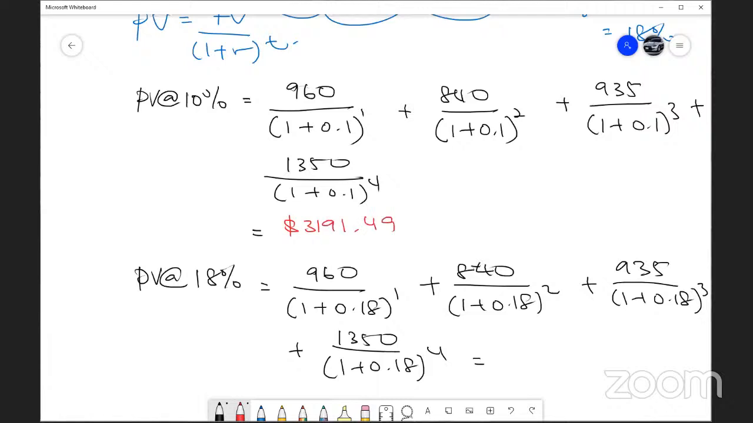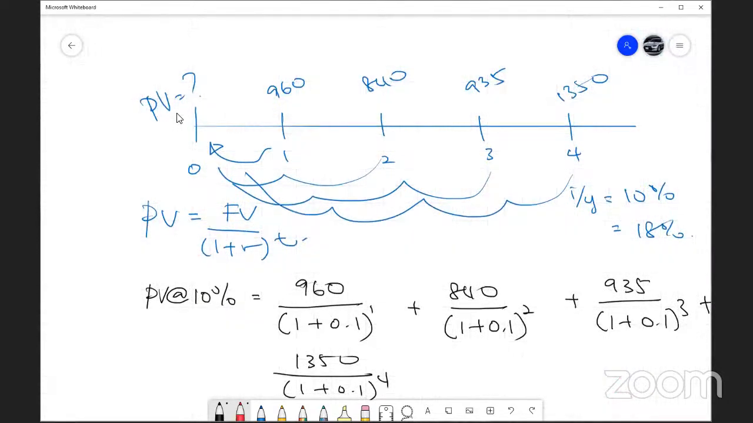So you should be getting here 3191.49. And here is 2682.22. Okay, this is basically counting multiple cash flow present value. Multiple cash flow, different kind of cash flow. You want to calculate it back into today's present value.